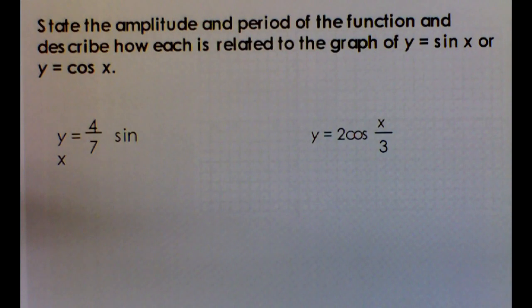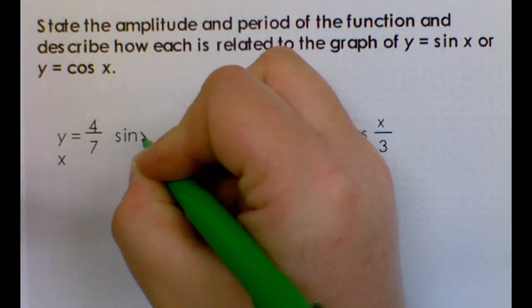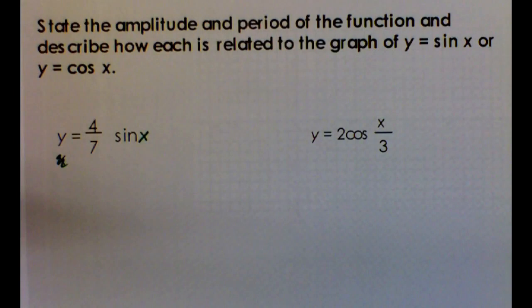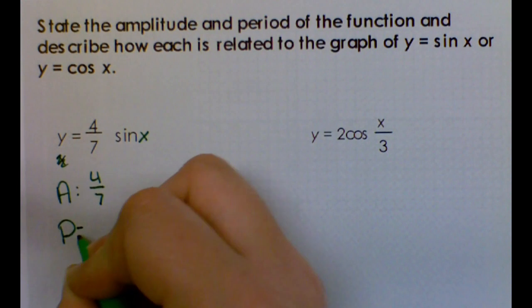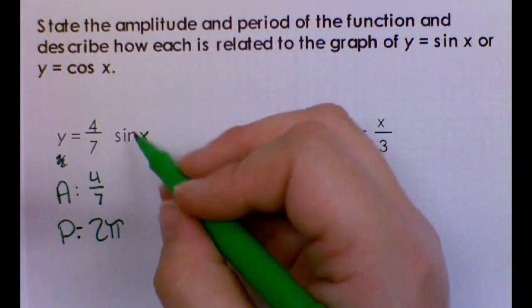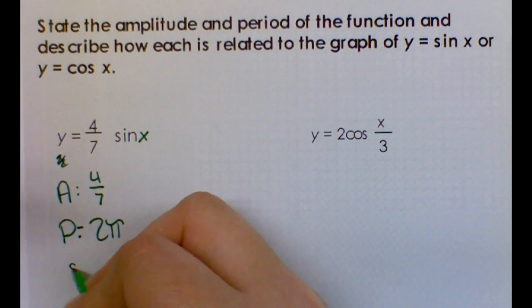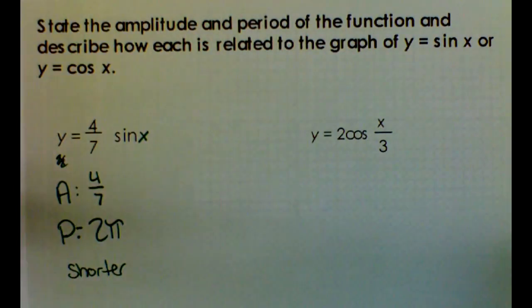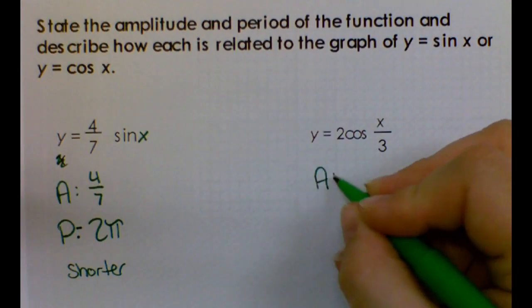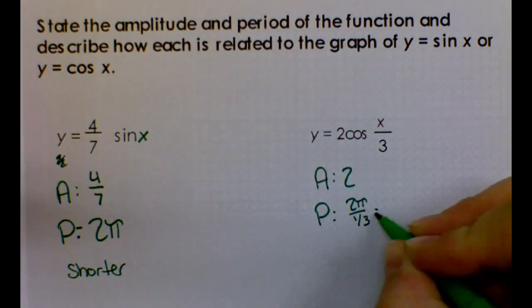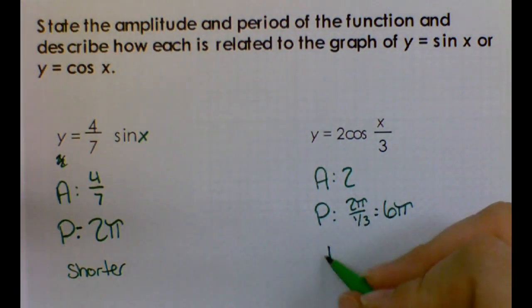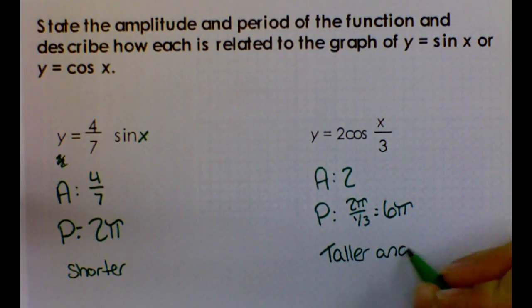Next one, stating amplitude and period of this function and how it's related to regular sine or cosine. Ooh, this one has a weird typo going on, sorry. This is 4/7 times the sine of x. The amplitude here is 4/7. The period is 2 pi because there's no b value. This one is just shorter than regular sine. For this next one, the amplitude is 2. The period is 2 pi over 1/3, which is 6 pi. This one is both taller and wider than original cosine.